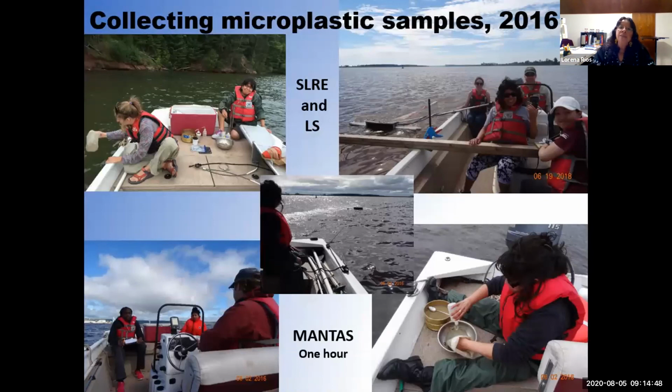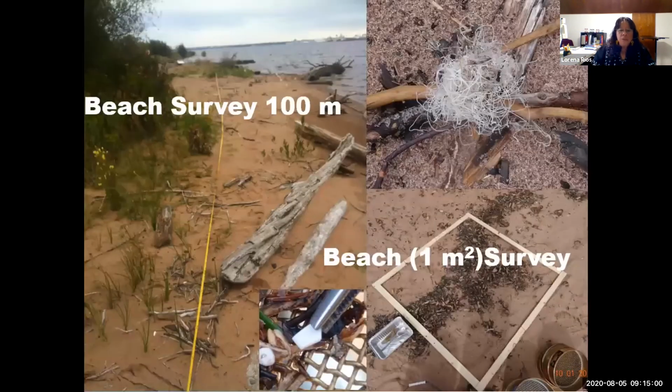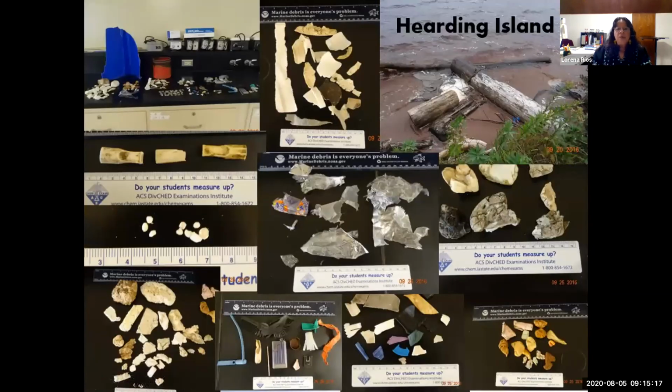Here is how we collected the samples in 2016 in the St. Louis River Estuary and Lake Superior. We collected with the manta trawl, doing one hour of filtration. We also did a survey on the beach: 100 meters, and every 20 meters we collected one square meter, sieved the samples, and followed the deposition of organic matter. This is one of the results we found on Hearding Island in the St. Louis River. No human is living there, just the birds, and you can see how much plastic we found.